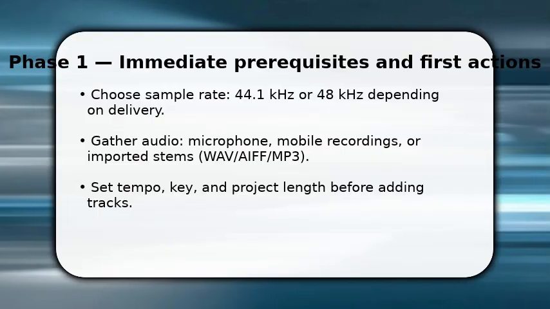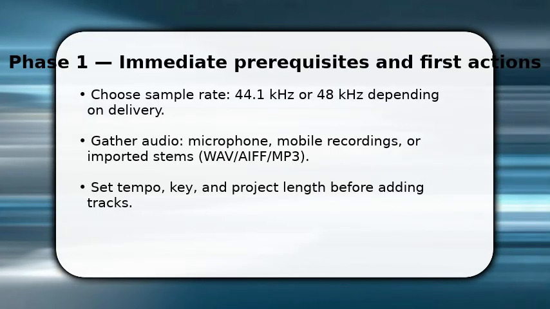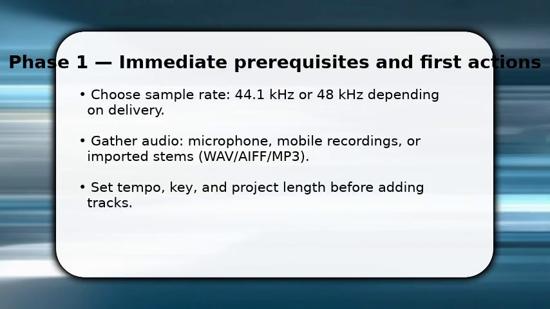You start by setting the foundation. Create a new GarageBand project, pick a template, and set 44.1 kHz if unsure. Connect your mic and confirm input levels. Aim for peaks around -6 dB to avoid clipping.